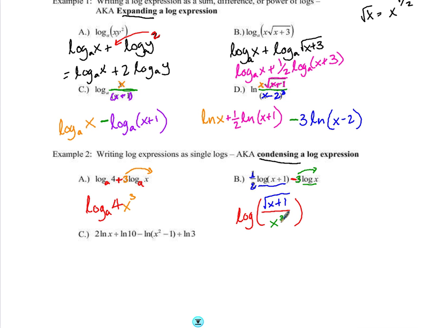Go ahead and try C. It's a little more complicated, but it's multiple steps. Be careful with your signs, okay? So we have a plus here, we have a minus here, we have a plus here. So just keep that in mind as you go through that problem on your own.